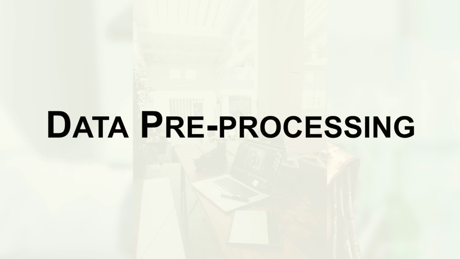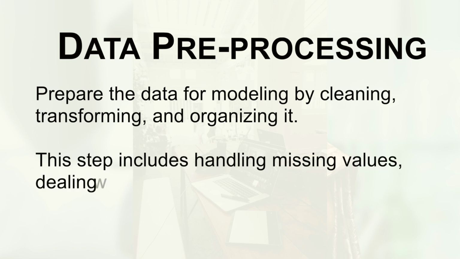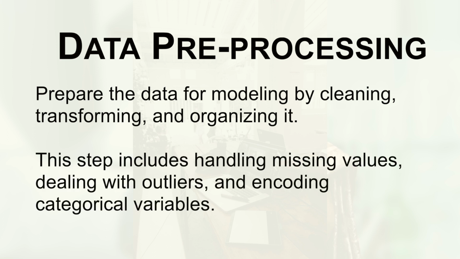Then the next one is data pre-processing. We cannot work on the whole collected data, or on the raw data; it needs to be pre-processed. In some cases filters are to be used. So data pre-processing is required. It means preparing the data for modeling by cleaning, transforming and organizing, or we can say by filtering or sorting it depending on our need, depending on our requirement. This step includes handling the missing values, dealing with outliers and encoding the categorical variables. This is just like how we do statistical data analysis. Likewise, here also we need to remove the outliers.